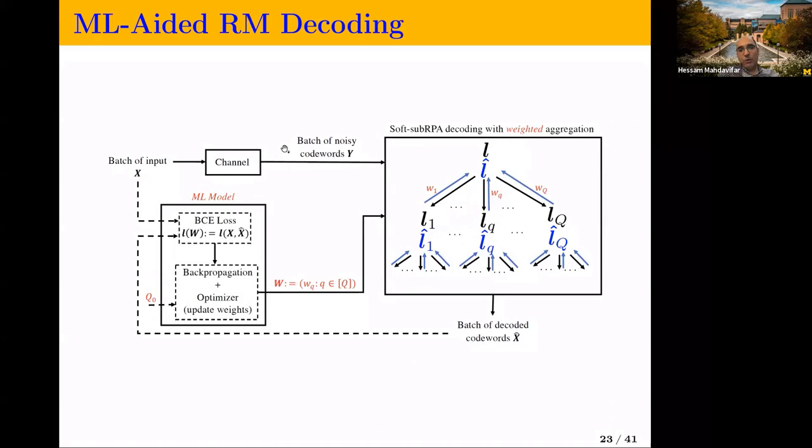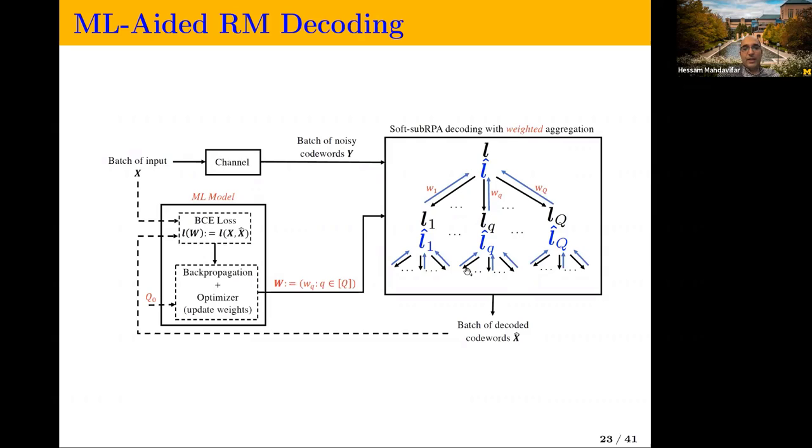We get the batch of the noisy code words, and we give it to this training algorithm. So we start with the equal weights, WIs, okay? And in each iteration, based on the binary cross entropy loss, our optimizer is going to update these weights, WI. So the weights WIs are then updated, and then again, another batch of noisy code words, and we train.